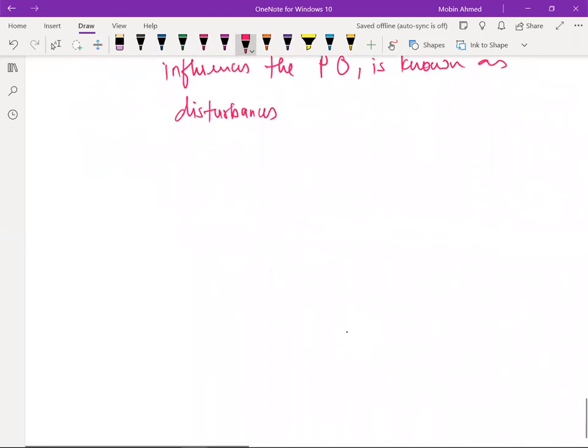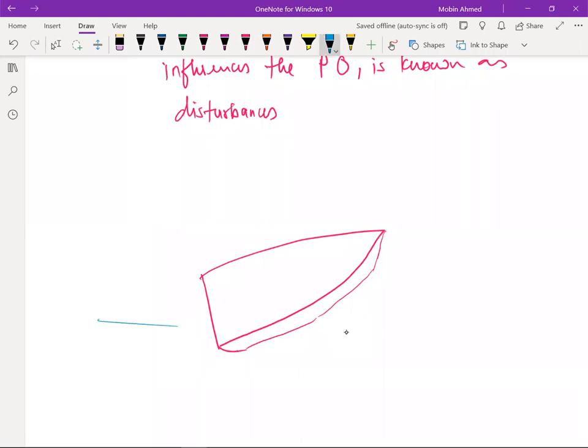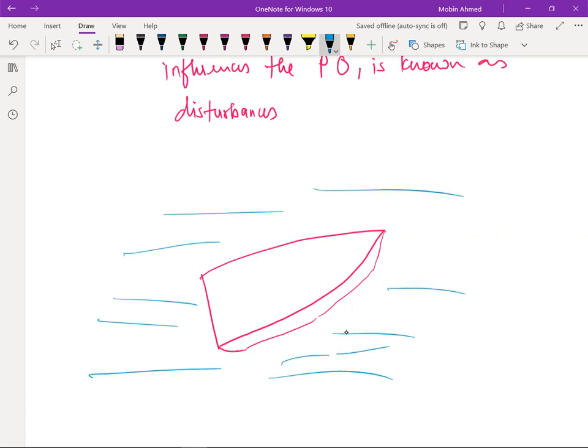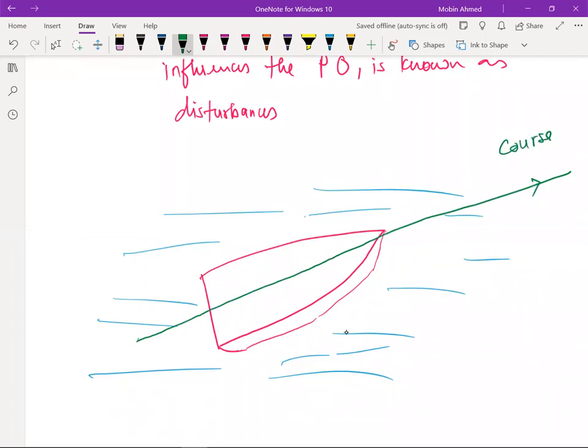For example, suppose this is a ship. Okay? This is a ship here. And we have the direction here. Suppose the ship is sailing in this direction. This is the direction, or this is known as the course it's supposed to maintain. Okay, it's supposed to maintain this course.